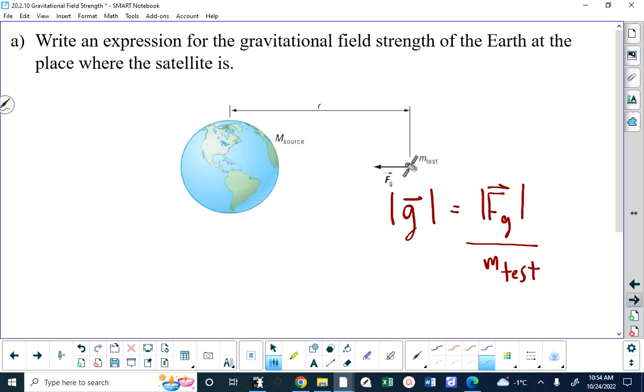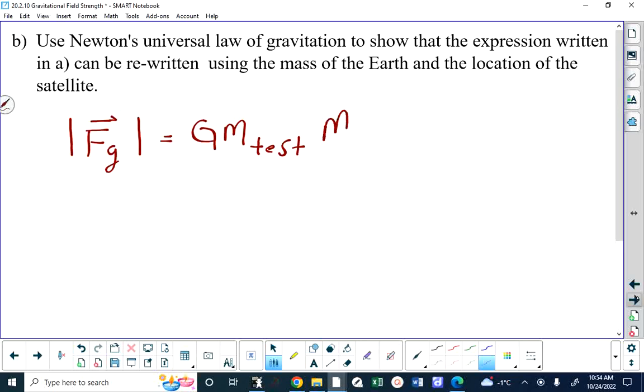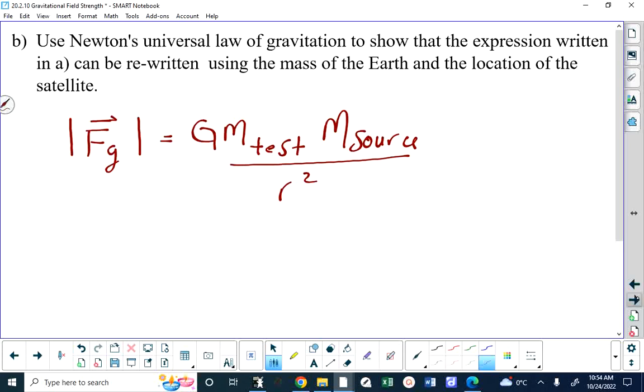This was Marvin the Martian's experiment, except he did it on the surface of the Earth. Now, use Newton's universal law of gravitation to show that the expression written in A can be equated to another expression that has the mass of the Earth and the distance. Well, the force due to gravity between the satellite and the Earth is G times the test mass times the source mass over r squared. Would you agree?